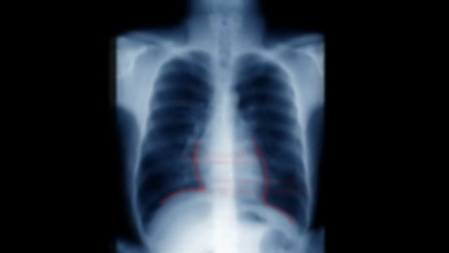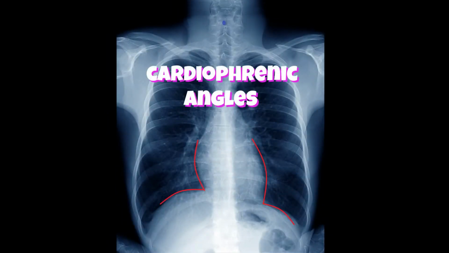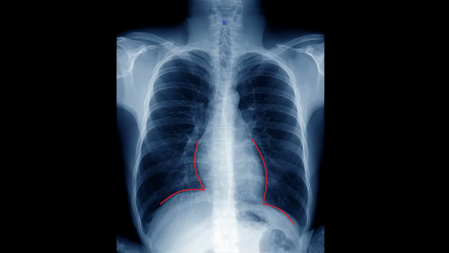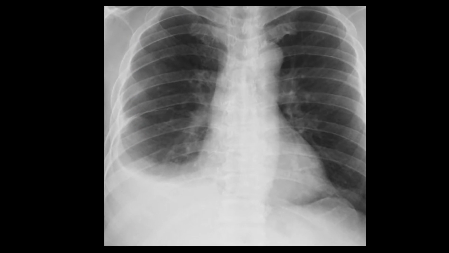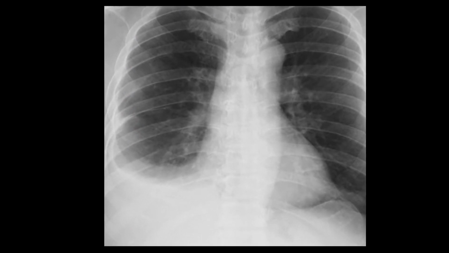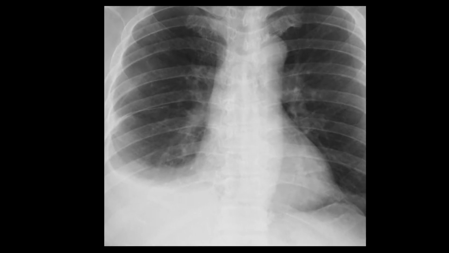The next step is to identify the cardiophrenic angles, which are located between the margin of the heart and the diaphragm. These angles should be clearly defined and very sharp. They can sometimes appear hazy or blunted if there is the presence of fluid, as would occur if there was a pleural effusion or the presence of pulmonary edema.